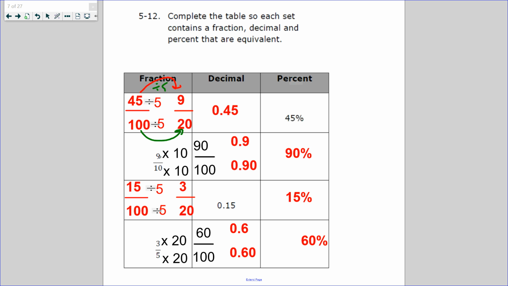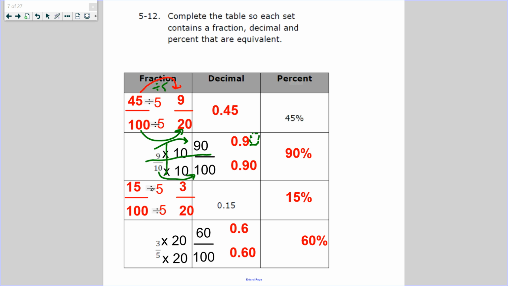Next one. Given 9/10, what percent is it? So I'm going to make a table. How do you build a 10 to 100? Times 10, times 10. So it's 90 hundredths or 90%. I have some kids who say 0 and 9/10. Is that the same thing as saying 90 hundredths or 90%? Yes. This is in the place value of tenths. What's 9 groups of 10?